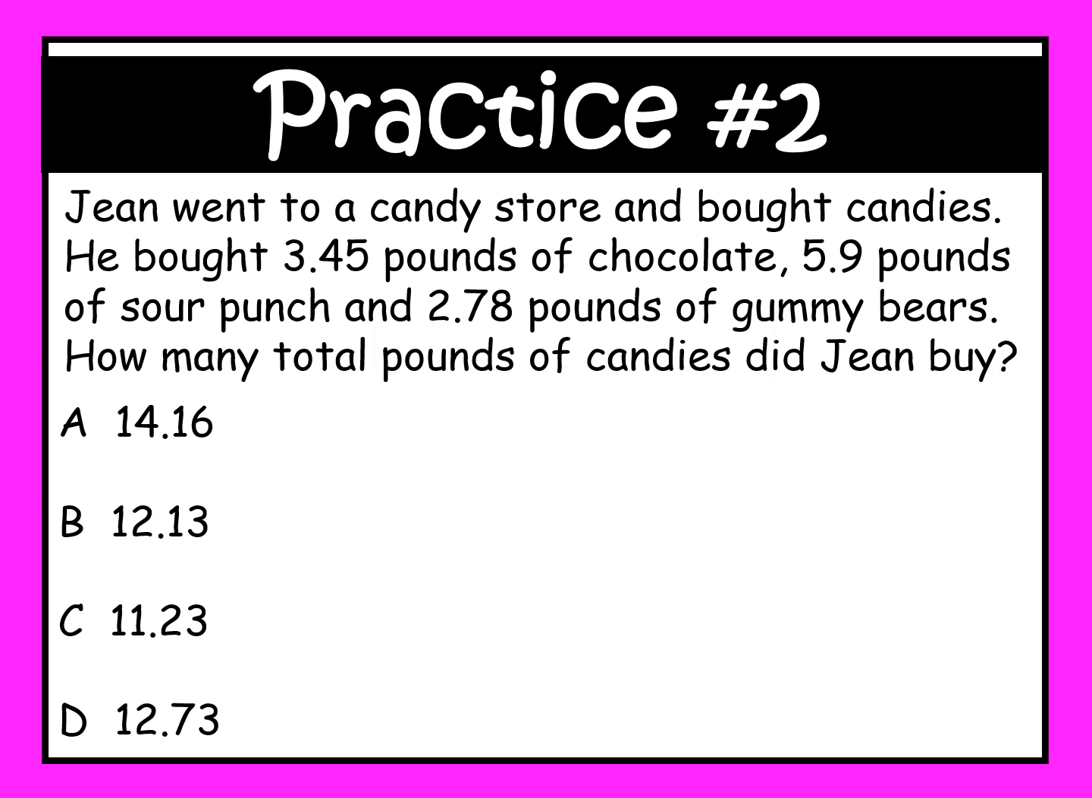Gene went to a candy store and bought candies. He bought 3 and 4,500 pounds of chocolate, 5 and 9/10 pounds of sour punch, and 2 and 7,800 pounds of gummy bears. How many total pounds of candies did Gene buy?